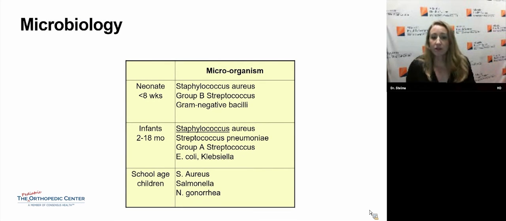Thinking about the microbiology, different organisms affect kids based on their age, or they're more at risk for different ones based on their age. Still, across all age groups, Staph aureus is the most common. But looking at neonates, so less than 8 weeks, they're also at risk for that group B strep that we mentioned, but also gram-negative bacilli. Infants age 2 to 18 months are also at risk for Staph aureus, still far and away the most common, but they're also at risk for strep pneumo, group A strep, E. coli, and Klebsiella. And in older kids, they're more at risk for developing salmonella and Neisseria gonorrhea.